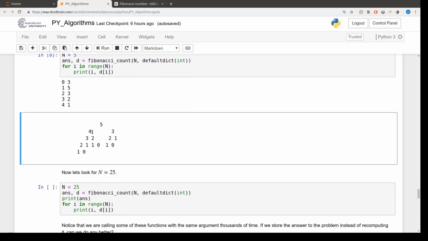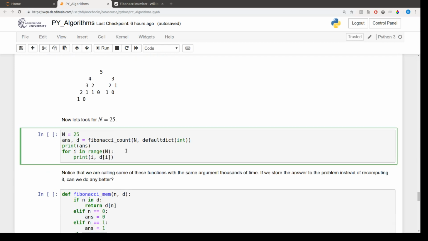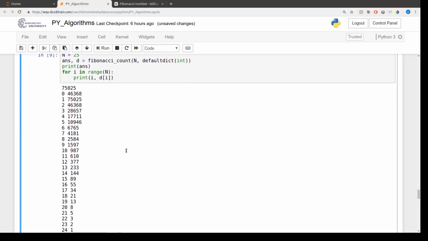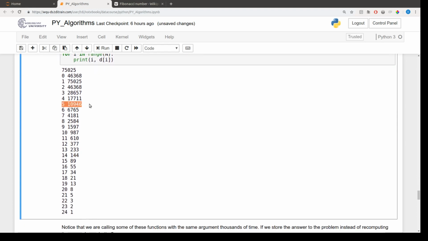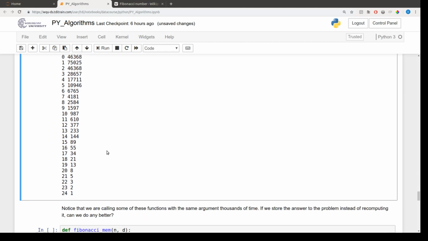As n gets larger and larger, this problem of redundancy is going to get even worse. So let's look at the 25th Fibonacci number, and we can see we are recalculating certain things tens of thousands of times. So this is really inefficient. We have to make a total of 75,000 calls to calculate the 25th Fibonacci number.